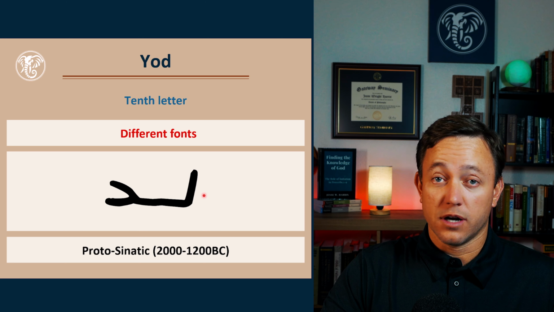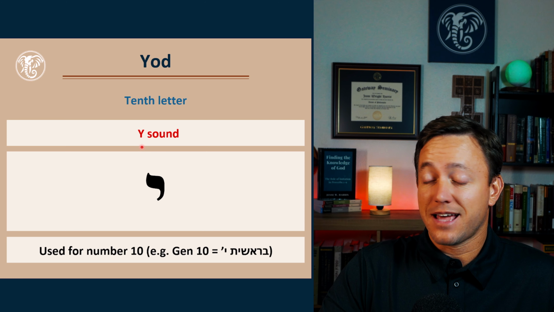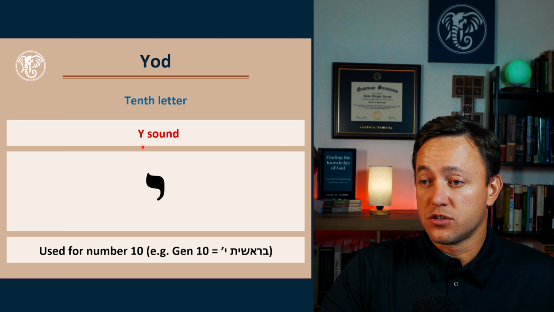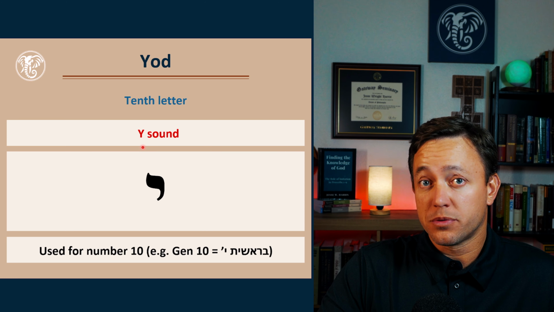All right, well, let's talk about a couple aspects of this letter that are important. First of all, the letter Yod is that Y sound. So for English speakers, this is pretty easy. It's a very transferable sound and letter. We have this in English, so really no different.